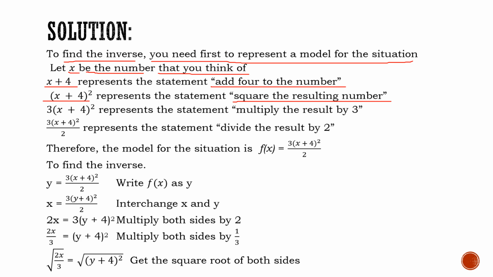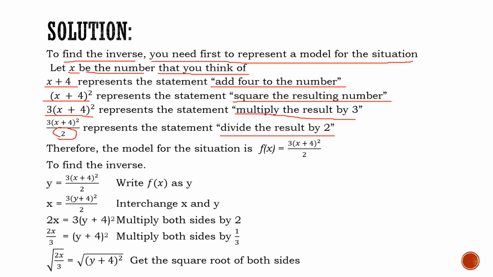Then whatever the resulting value for this one, we need to multiply the result by 3, as mentioned in the problem. That's why it's 3 multiplied by x plus 4 squared. And the next thing to do is to divide the result by 2. That's why there is a denominator here, which is equal to 2.